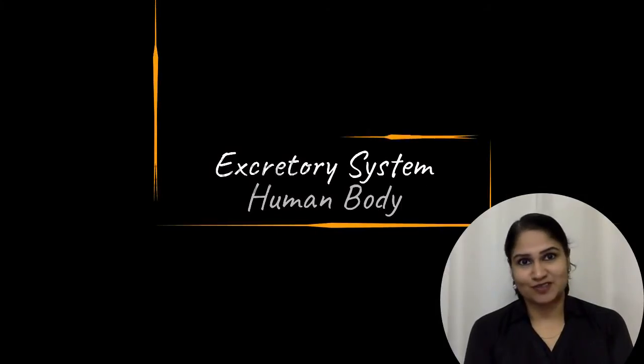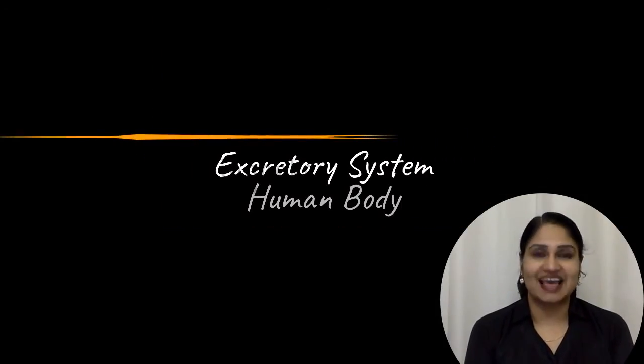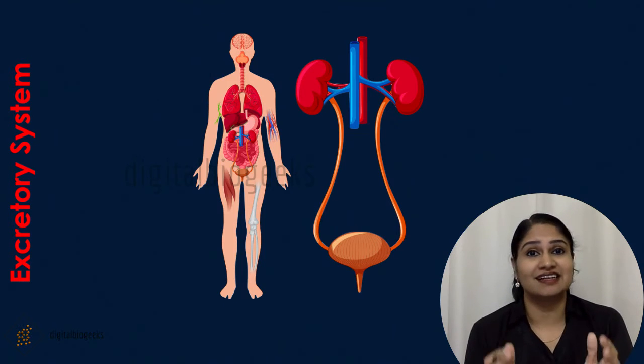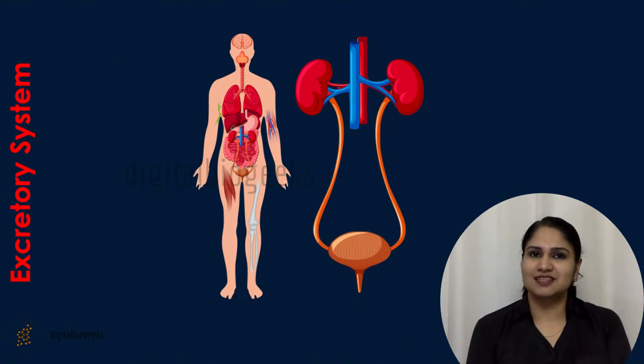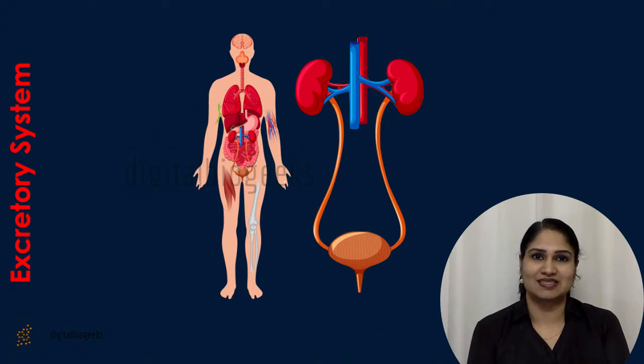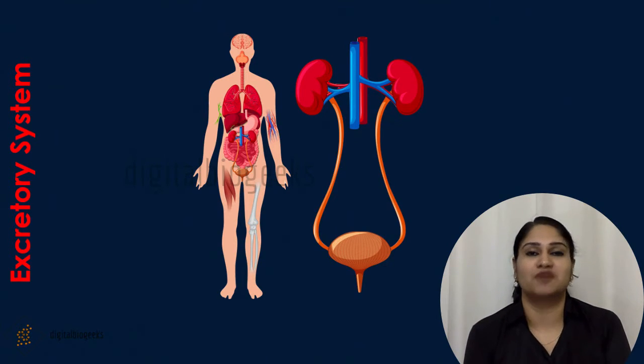We take in a lot of solid food and fluids as part of our daily diet. No matter what we eat or drink or wherever we go, our body maintains a constant internal environment. The system which helps to maintain this constant environment, or homeostasis, is called the excretory system. The excretory system removes all the metabolic waste from our body.